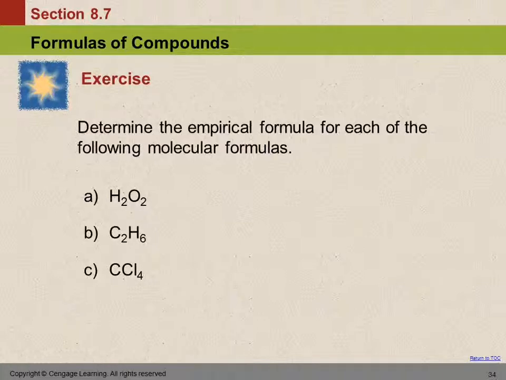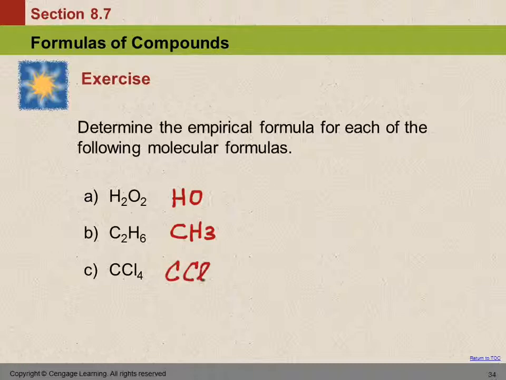So determine the empirical formula for each of the following molecular formulas. Well, I kind of already did A for you. H2O2, what's the lowest ratio of hydrogen to oxygen? It'd be 1 to 1, so this would be HO. How about C2H6? That's a ratio of 1 to 3, so the empirical formula is CH3. We would get that by dividing these subscripts by 2. 2 divided by 2 is 1, 6 divided by 2 is 3, and so we get subscripts of 1 and 3.